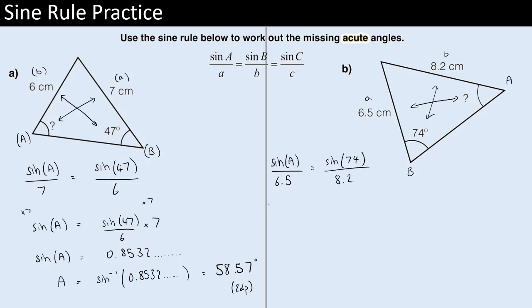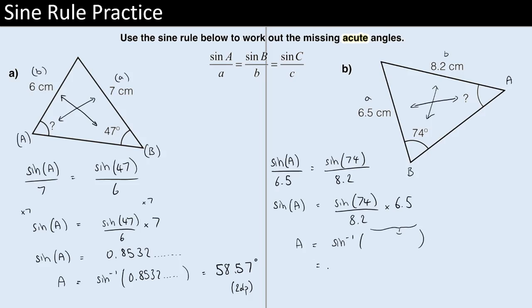Just like before, we get the sine A by itself, and we do that by multiplying by the denominator. We end up with sine 74 divided by 8.2 times by 6.5. And then just like before, I could work that out on my calculator. And then I'm going to do A is sine inverse of all of this stuff. Okay.